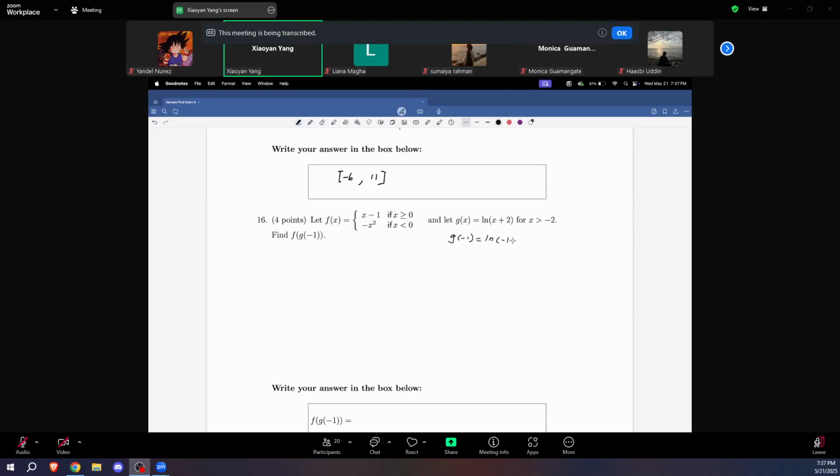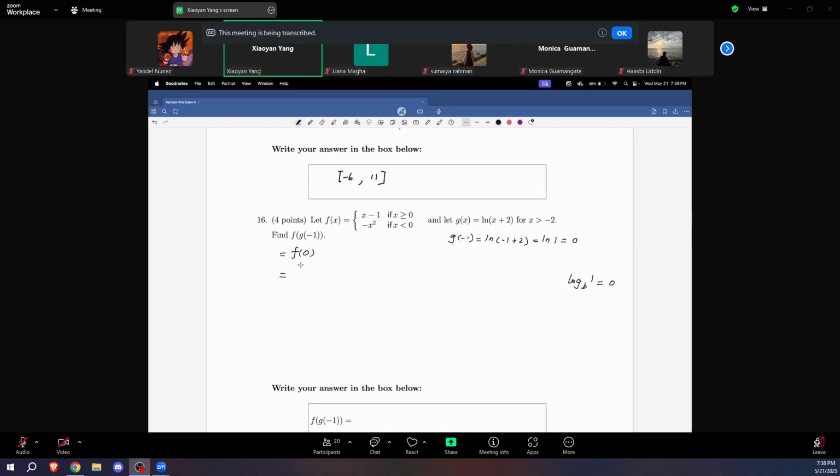The rest are just copied. So -1 plus 2, and they have ln 1. Any base, as long as the argument equals 1, the result equals 0, because b to the 0 equals 1. So this equals 0. The corresponding point will be (-1, 0). So we notice that g of -1 is equal to 0. Again, always start from the inner function. Then I know g of -1 equals 0, so replace by 0.